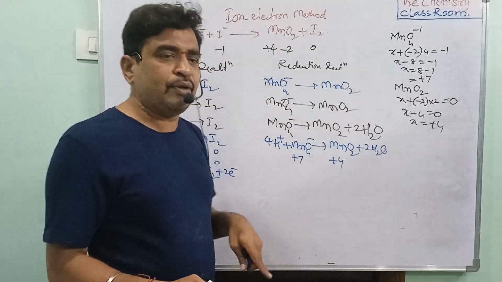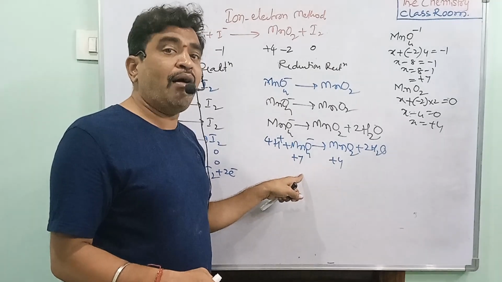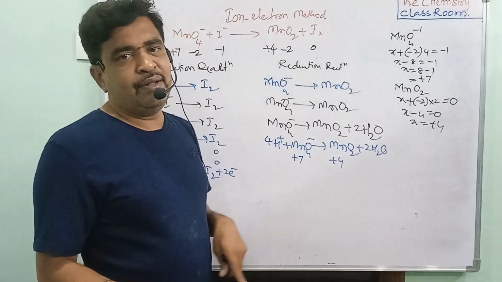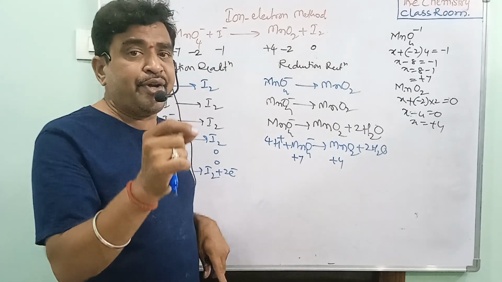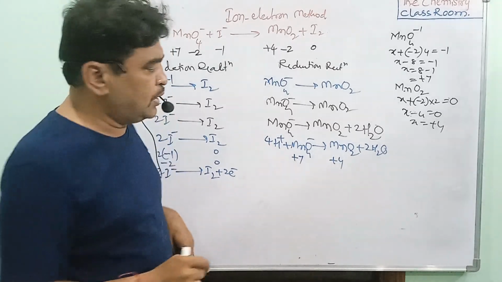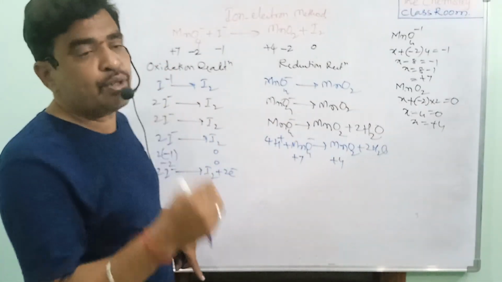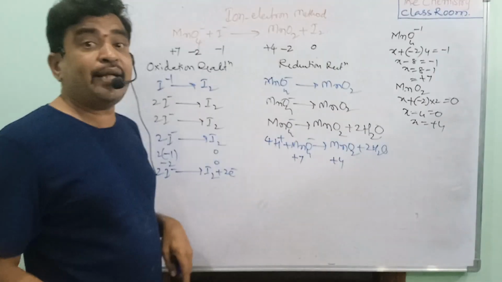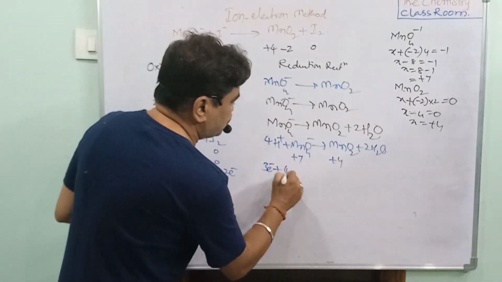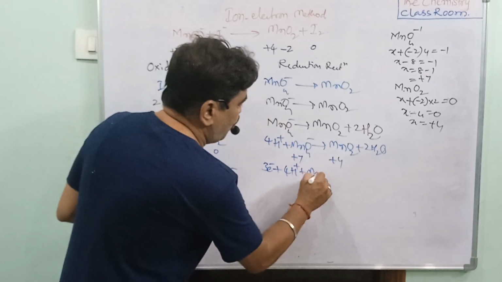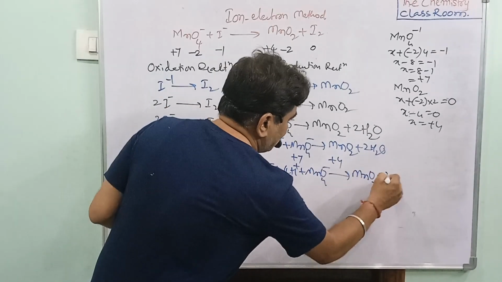Similarly, on this side you have +4, and on the other side you have +7. That means 3 units are high on this side. Where the charges are high, on that side you have to add the electrons. How many electrons do we have to add? 3 charges are high, 3 units are high, so you have to add 3 electrons to this side. So 3 electrons plus 4H+ plus MnO4-, that gives rise to MnO2 plus 2H2O.